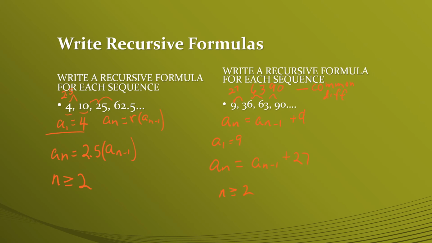Now, why is it greater than or equal to 2? Well, it needs to be that because then our first number here in the sequence would be the first number. All right. Well, we've done it. We've written recursive formulas.